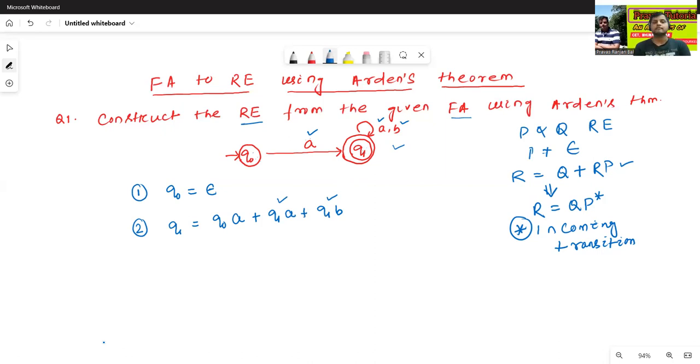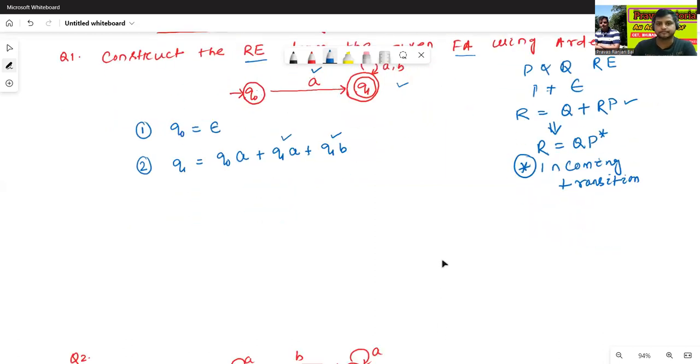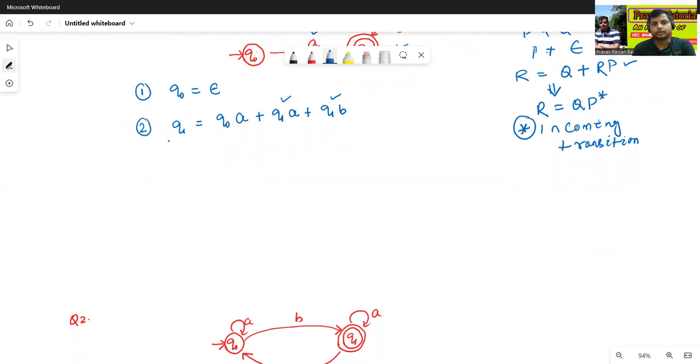Now we'll solve the given equations. Here, Q0 equals epsilon. Now we'll solve equation 2. Here, Q1 is common on the left side, so we'll take the common factor: Q1 equals Q0A plus Q1 times (A plus B).